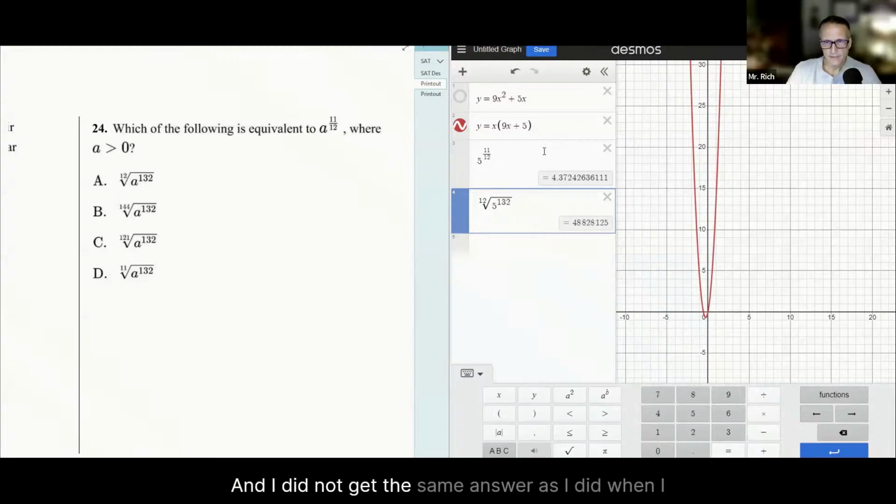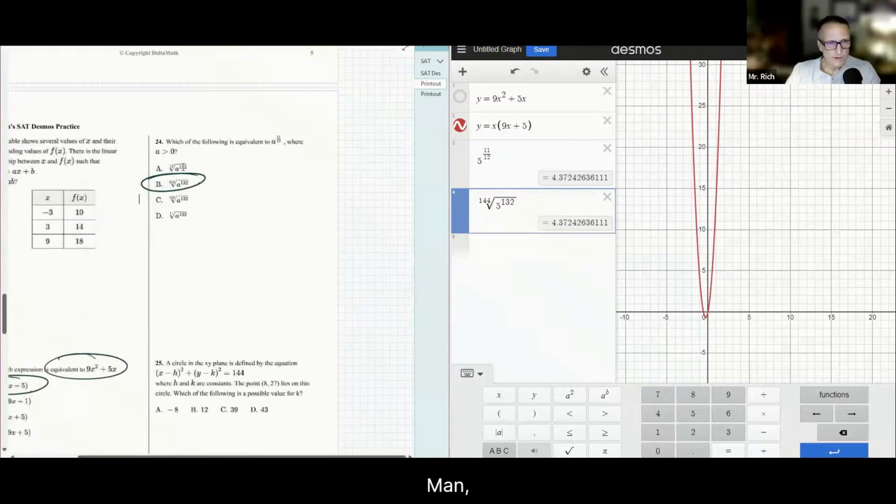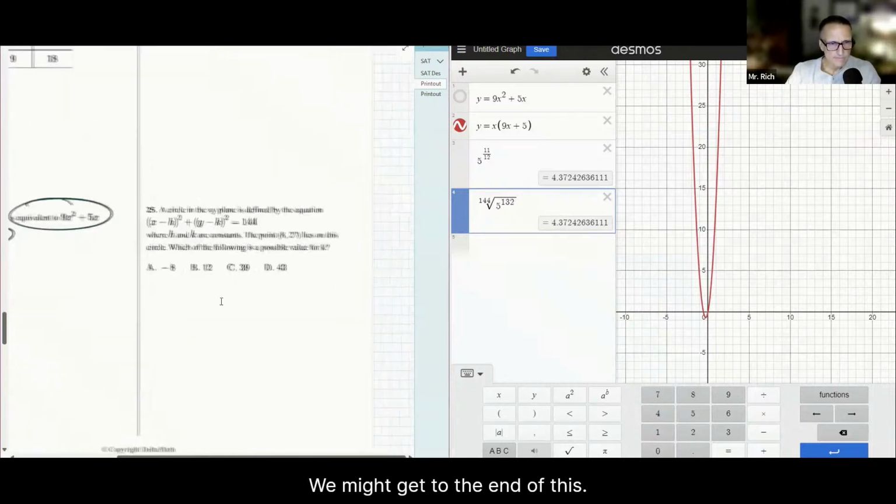And I did not get the same answer as I did when I plugged 5 in for A here. No problem. I'm just going to come over here and change this root to a 144. And there I get the match. So now I know I found my answer right there. Man, I'm surprised we might get to the end of this.